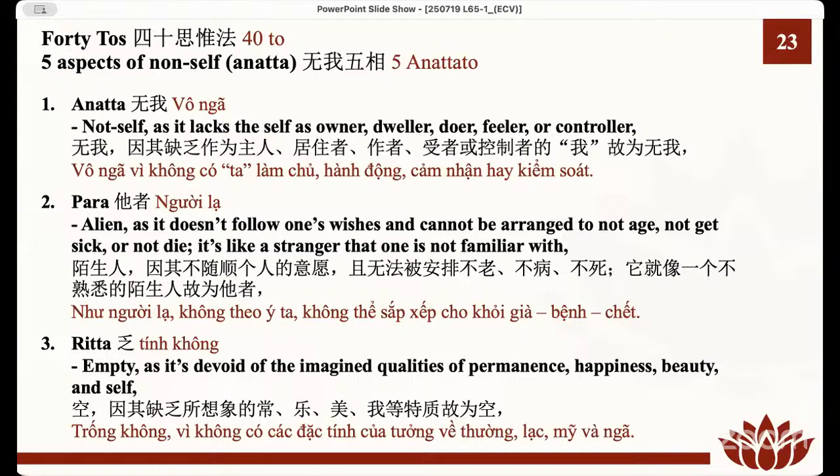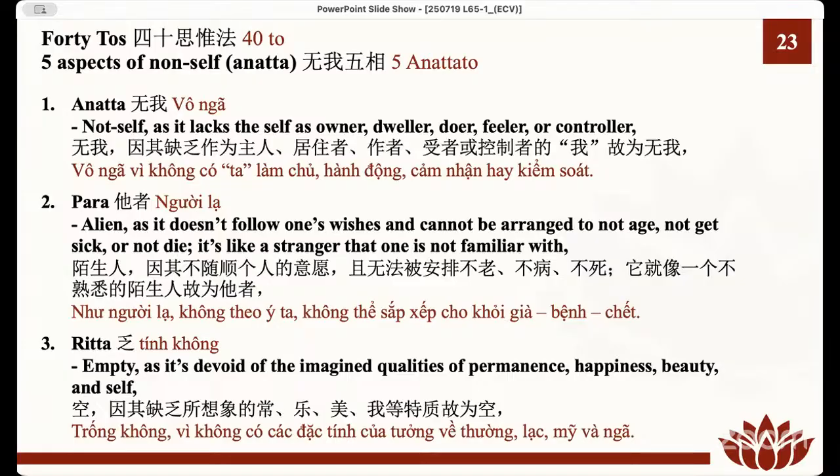We say anatta, we don't have this guy, all 5 types of atta: owner, dweller, doer, feeler, or controller. Lack of all these atta. This is called anatta. We must get this right.